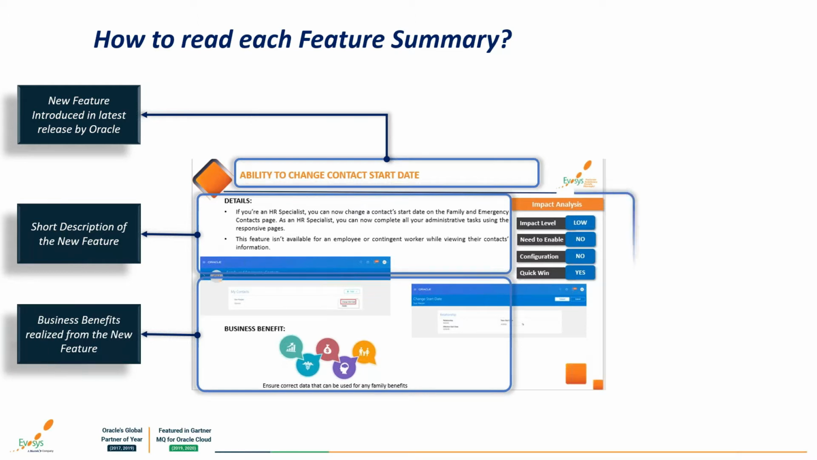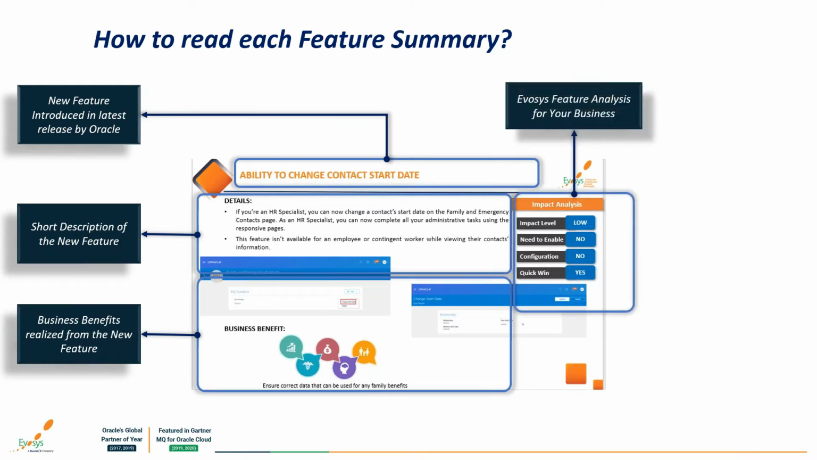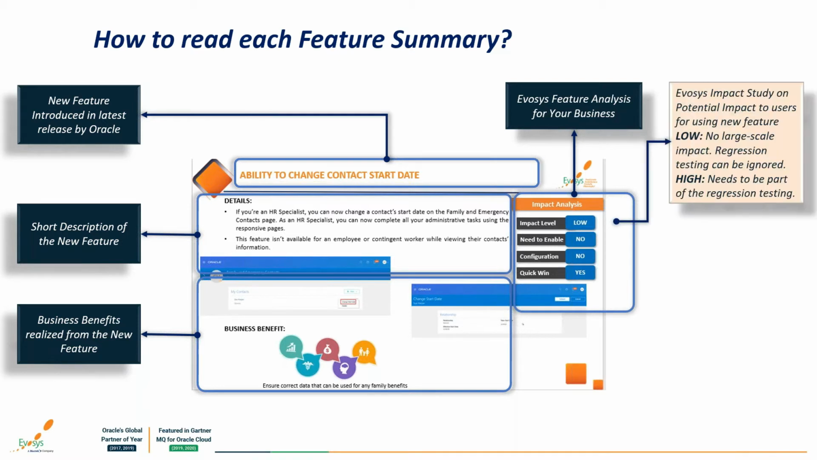There are 4 components wherein we have done in-depth analysis of features which we are going to present to you today. The first one is an impact level analysis, which demonstrates the impact on the end user. If it's a low impact, then regression testing can be avoided or not. If it's a high impact, you need to opt for regression testing.